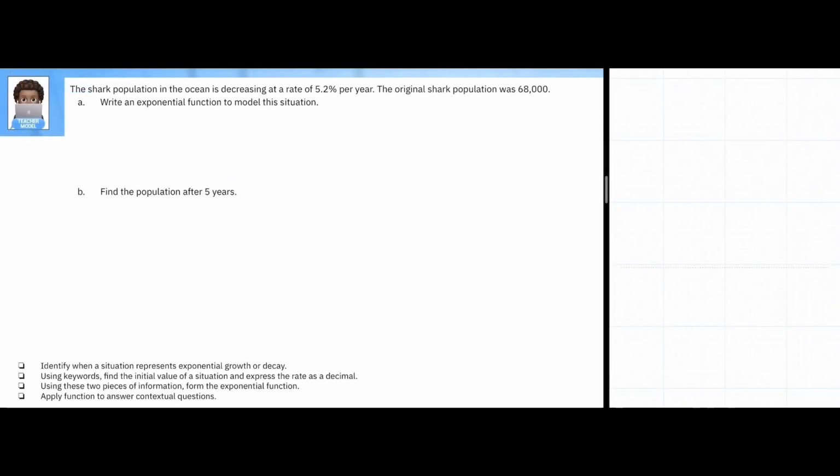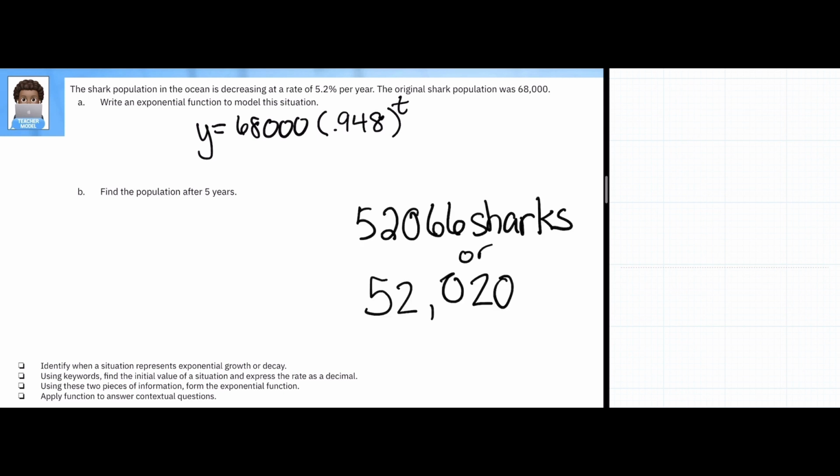And here is your reveal in 3, 2, 1. Here is your formula. Your original amount, 68,000 times 0.948. So that is a decrease of 5.2% to the t power. And depending on how you solved it, you probably got 52,066 sharks or 52,020 sharks. And that again depends on whether or not you wrote the entire function into your calculator or if you did it in pieces.